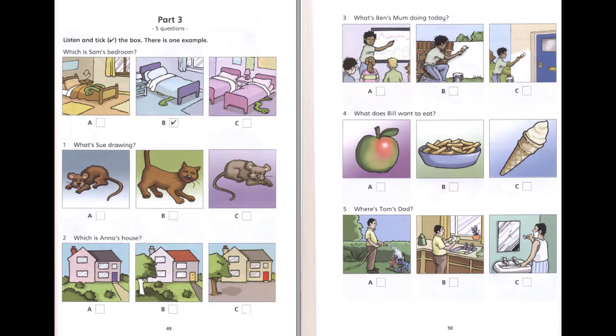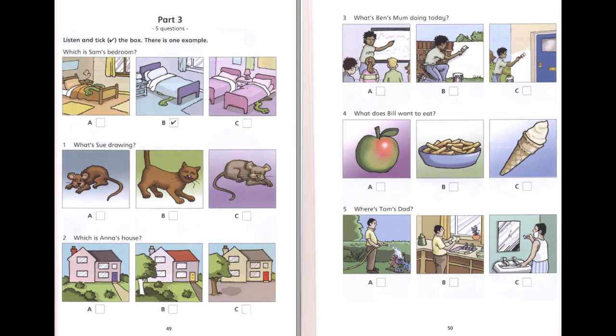1. What's Sue drawing? What are you doing, Sue? I'm drawing an animal. Oh, yes. Is it a cat? No, it's a mouse, a brown mouse. Two. Which is Anna's house? Which is your house then, Anna? It's got 5 windows. See it? Does it have a garden? No, but it has got a tree next to it.